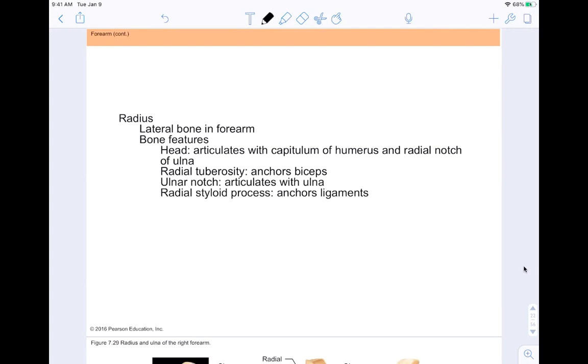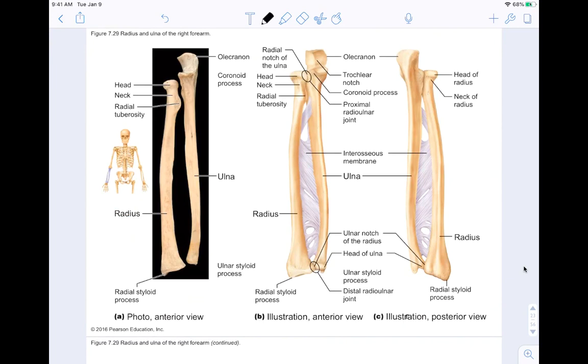So the head is going to articulate with the capitulum, which we looked at in the humerus, and the radial notch of the ulna that we just talked about as well. We have the radial tuberosity that's going to anchor the bicep muscle. You also have the ulnar notch, which is going to articulate with the ulna, and you have the radial styloid process that anchors ligaments.